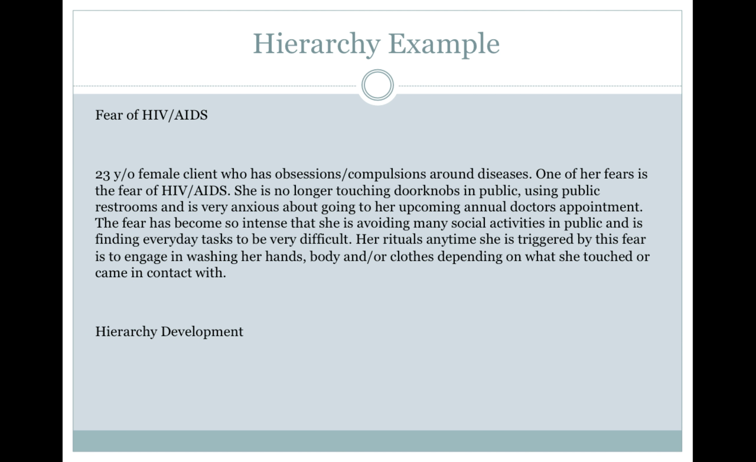Let's do a quick example of what a hierarchy might look like. So if we have a 23-year-old female client who has obsessions and compulsions around diseases, specifically bloodborne illnesses, her specific fear is the fear of HIV/AIDS. She's no longer touching doorknobs in public, using public restrooms, and is very anxious about her upcoming annual doctor's appointment. The fear has become so intense that she's avoided many social activities in public and is finding everyday tasks to be difficult. Her rituals anytime she's triggered by this fear is to engage in washing her hands, her body, or her clothes depending on what she touched or came in contact with.